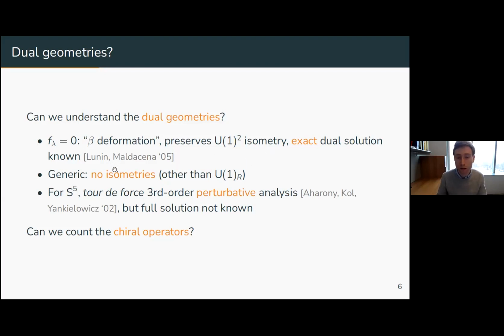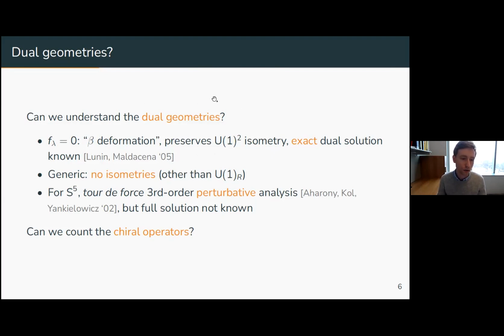In the generic case, there are no isometries other than the U(1)_R, which is dual to the R symmetry of the conformal field theory. So you're sort of out of luck and it's unclear how to find these solutions. In the S5 case alone, there's a perturbative analysis due to Aharony and his collaborators, but again, the full solution is not known. So we really know very little about these supergravity solutions.